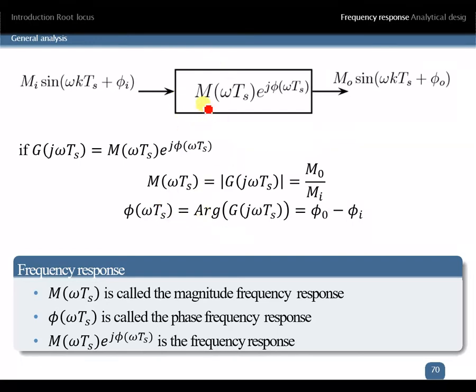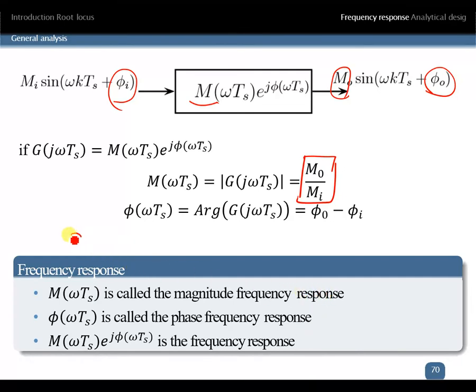If I put the system M(ω)Ts e^{jφ(ω)Ts}, the magnitude of the system becomes the magnitude of the output divided by the magnitude of the input, and the phase of the system becomes the phase of the output minus the phase of the input. M(ωTs) is the magnitude frequency response of my system, φ is called the phase frequency response, and M(ωTs)e^{jφ(ω)} is the frequency response of my system.